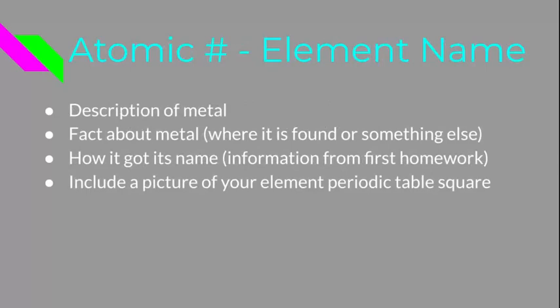The first page, I want you to put a description of the metal or non-metal or gas, depending on what element it is. And then the second part, just put some little fact about it. You can say where it's found, something else about it. I'm really not worried about specifically what to tell you to do. That's kind of open-ended. Description means the color of it, the texture of it maybe, if it smells, something like that, a physical description.